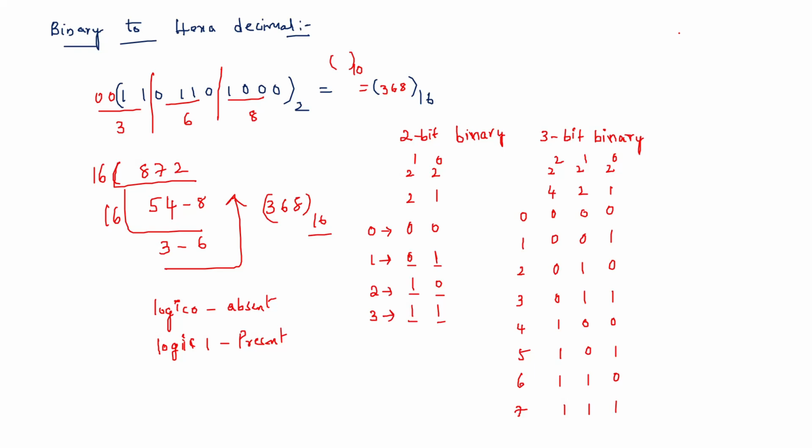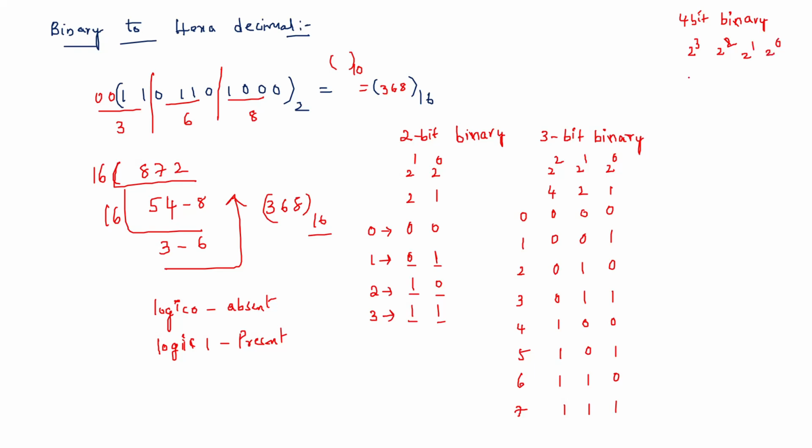Similarly, the 4-bit binary number system we will write here. So 4-bit binary, one code we can follow. So the 4-bit binary number system, how can you represent? 2 power 3, 2 power 2, 2 power 1, and 2 power 0.